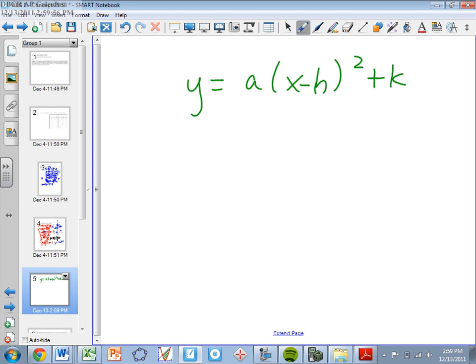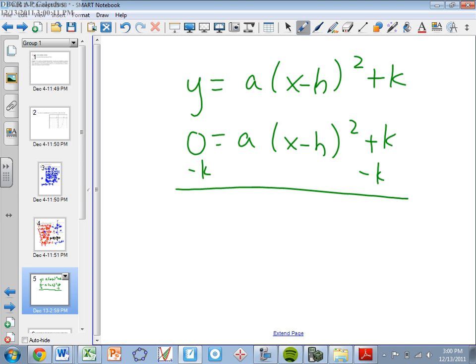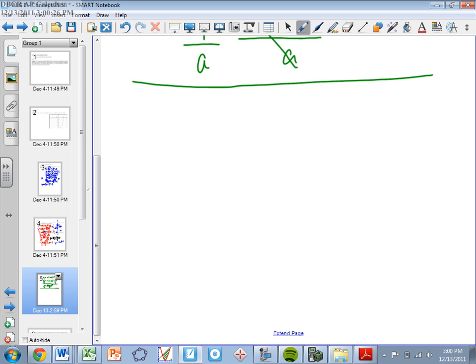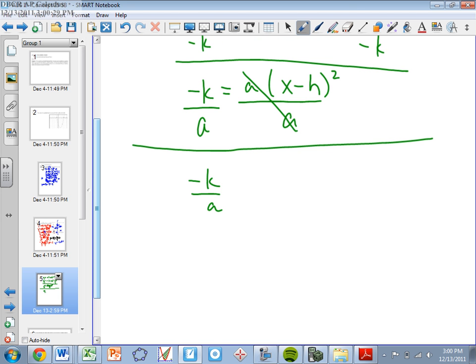If I want to find the roots, I need to set y equal to 0. So I start by putting a 0 in over here. Now, for this process, I need to move the k over. How do I move k over? Subtract k. So I end up with negative k equals a times x minus h squared. How do I get rid of the a? Divide by a. When I divide by a, I end up with negative k over a equals x minus h quantity squared.